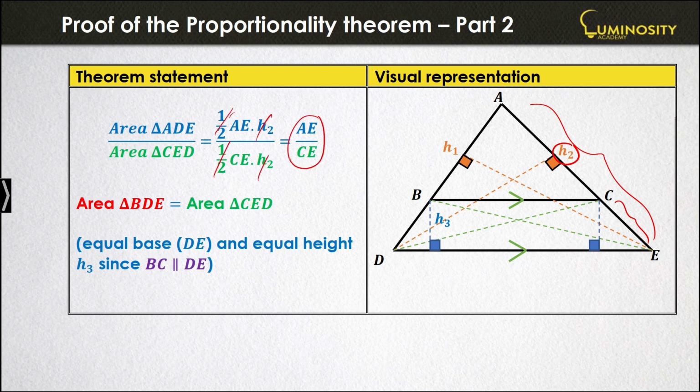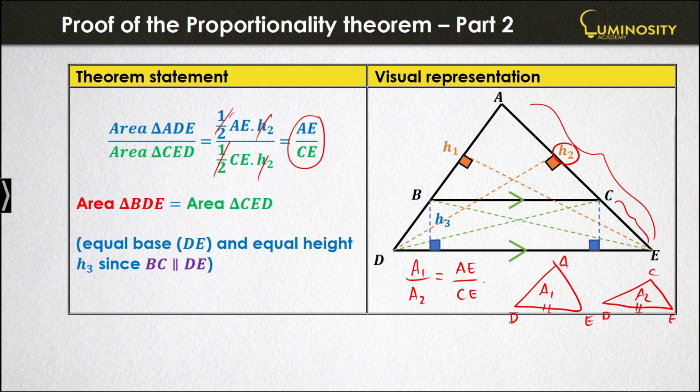So again, what we've shown is that for the bigger triangle ADE and the smaller triangle CDE, with a common shared side, if this is area A1 and this is area A2, the area of the bigger triangle divided by the area of the smaller triangle simplifies down to the base of the bigger triangle divided by the base of the smaller triangle.